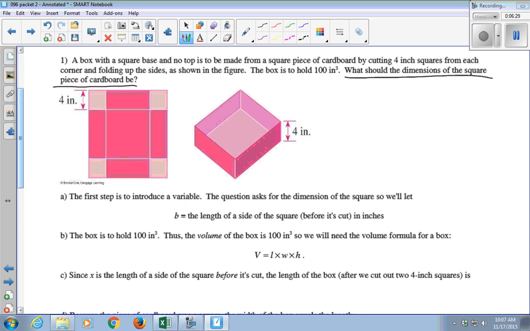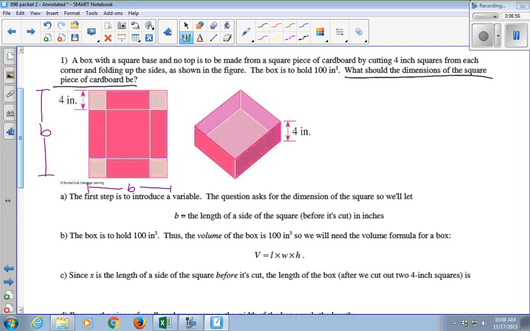So I'm going to let that be b. B is going to be the length of a side of the square. So this is b, the whole side. And it's a square, so every side has that length. So that's the side before we cut it, right? Before we cut out any squares, it has length b. And I want the box to hold 100 cubic inches, so that means the volume of the box is 100.